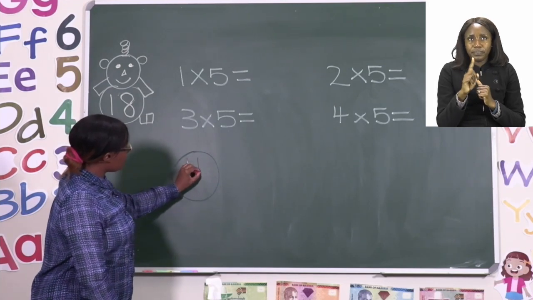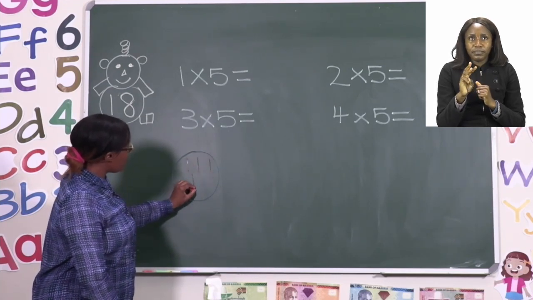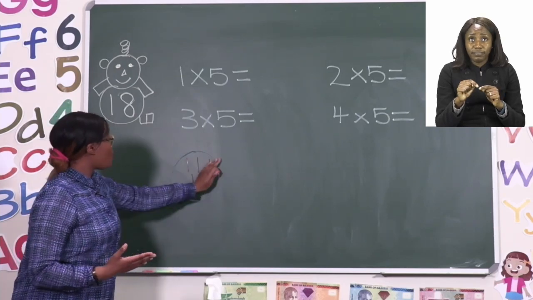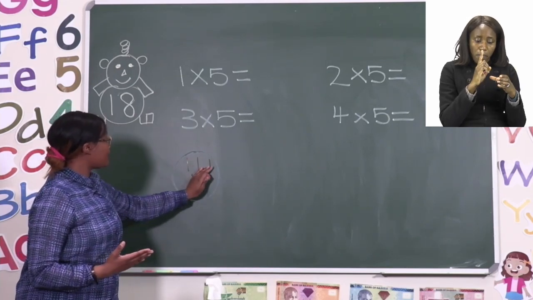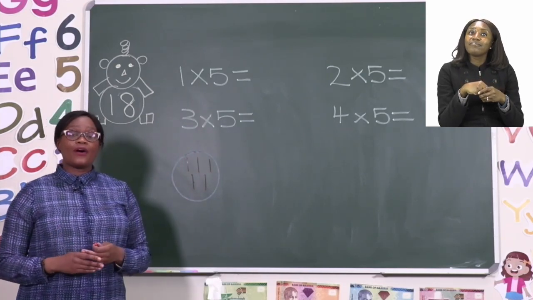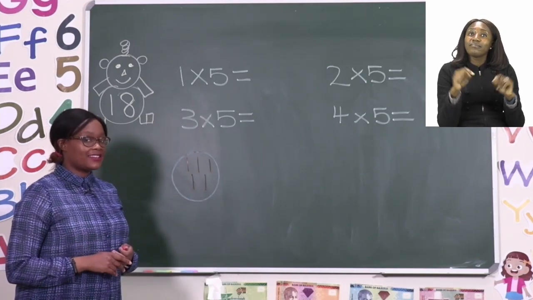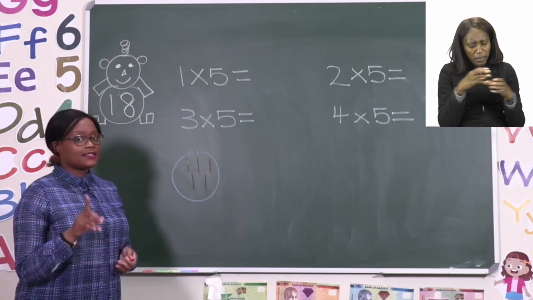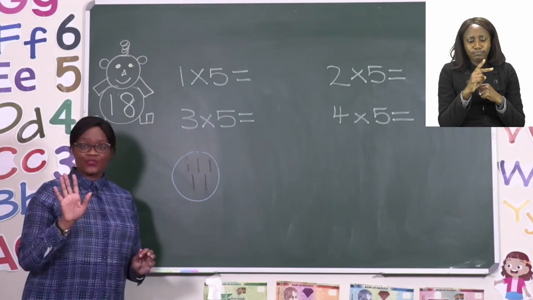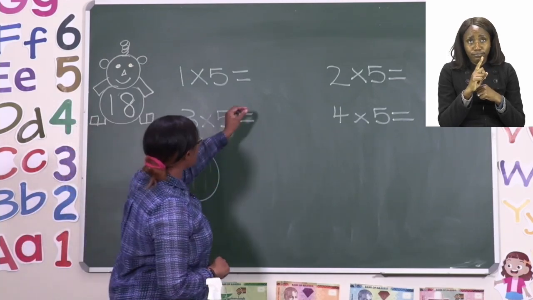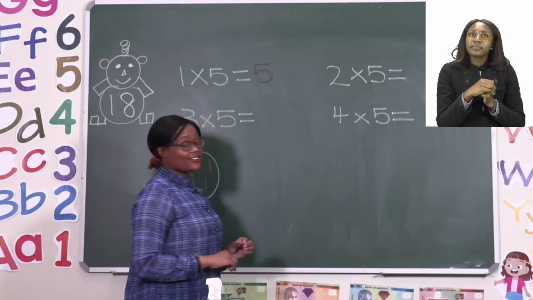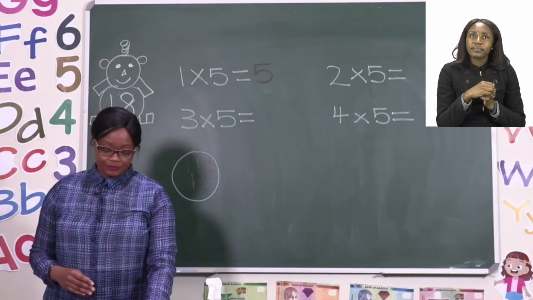1, 2, 3, 4, 5. Now we have completed it. It's one set of 5 things, the same as it's written. For us to get our answer, we need to count what is inside all of the sets. In this case, we only have one set, and that one set has 5. So our answer is 5. One set of 5 equals 5.